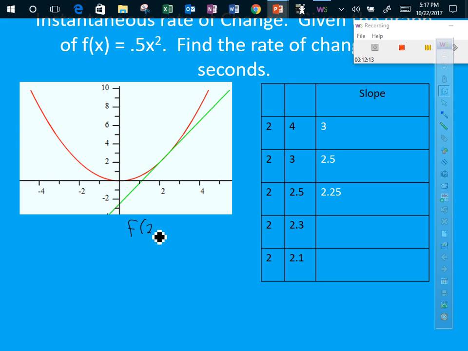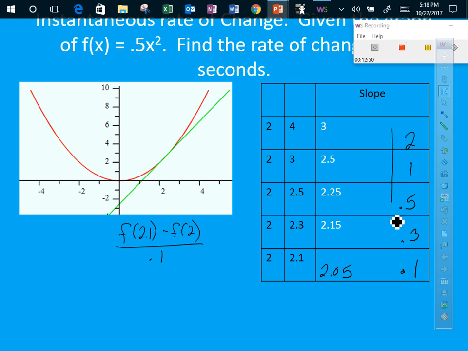If I go f of 2.3 minus f of 2, and I divide that by 0.3, we're going to get a slope of 2.15. And if I do it one more time, guys, if I do f of 2.1 minus f of 2 over 2.1 minus 2, I'm going to get 2.05. So peek at what I've done to my h values: 2, 1, 0.5, 0.3, 0.1.